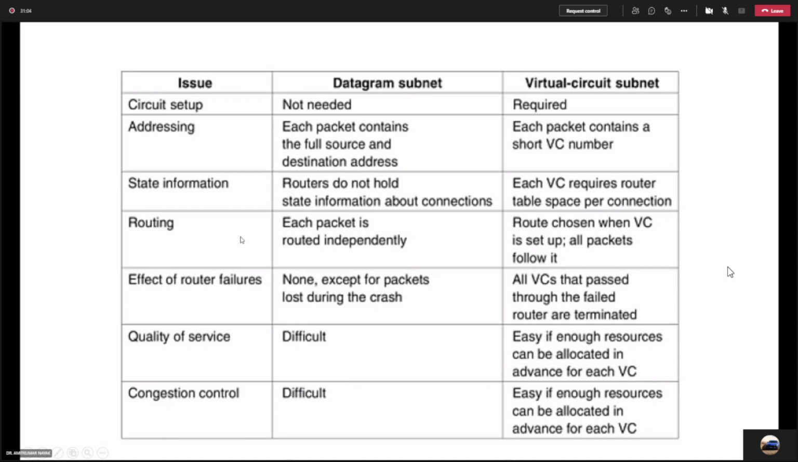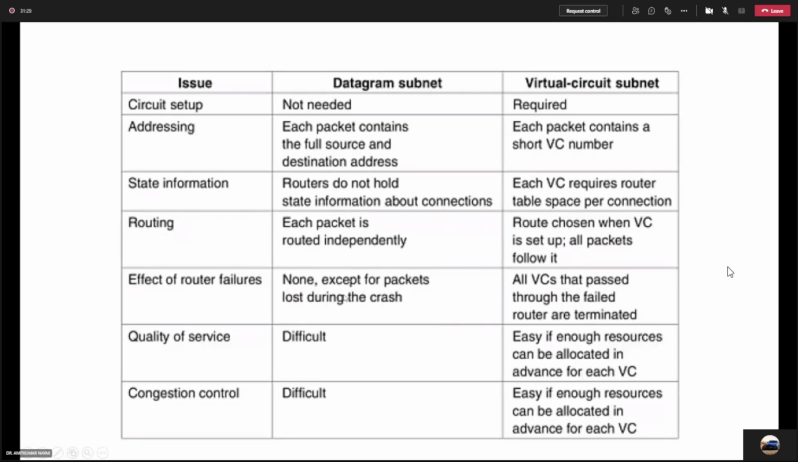Now, if you consider routing, then each packet is routed independently, that is already discussed. In connectionless, each packet is routed independently. And in virtual circuit or in connection-oriented communication, the route is chosen when the VC is set up, and all packets have to follow the same path. Okay, this is the routing in connection-oriented communication.